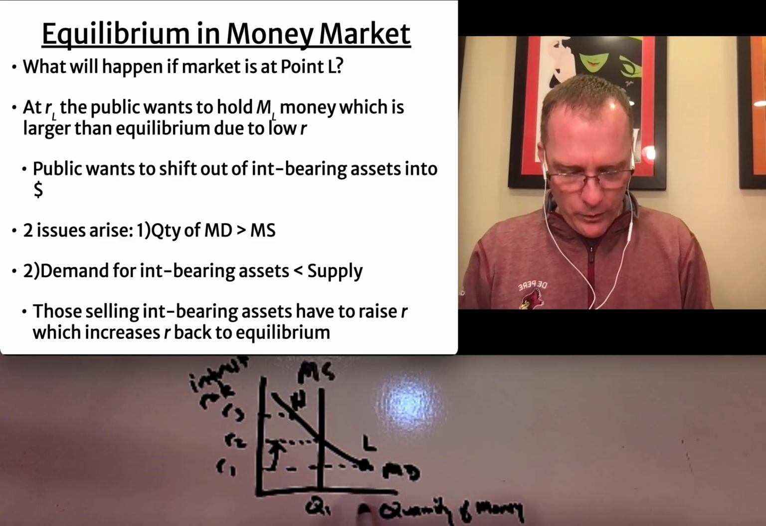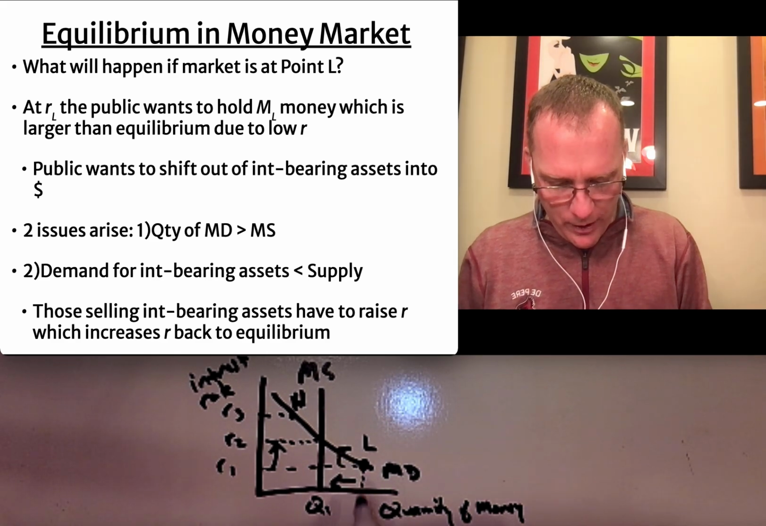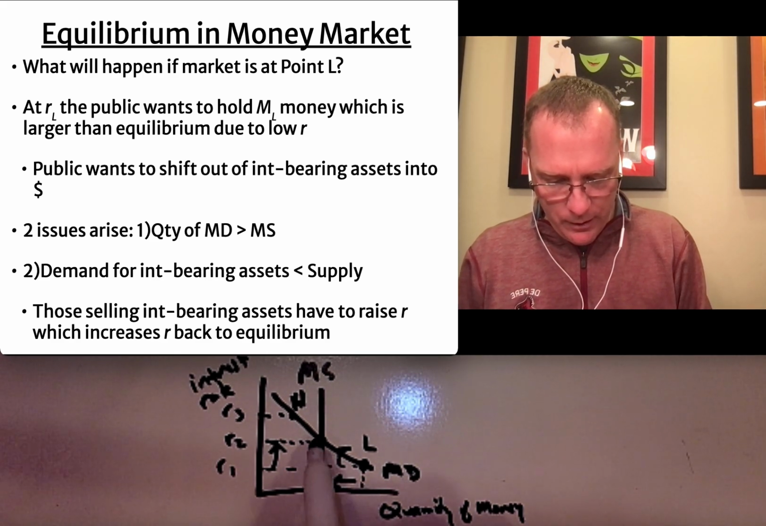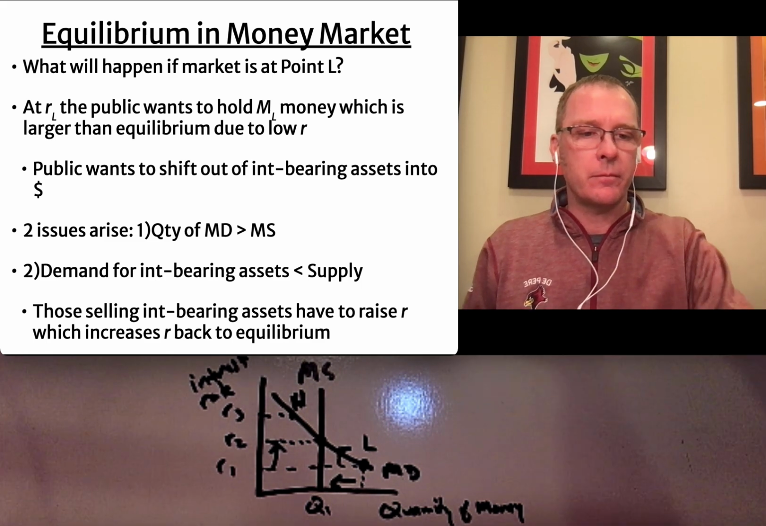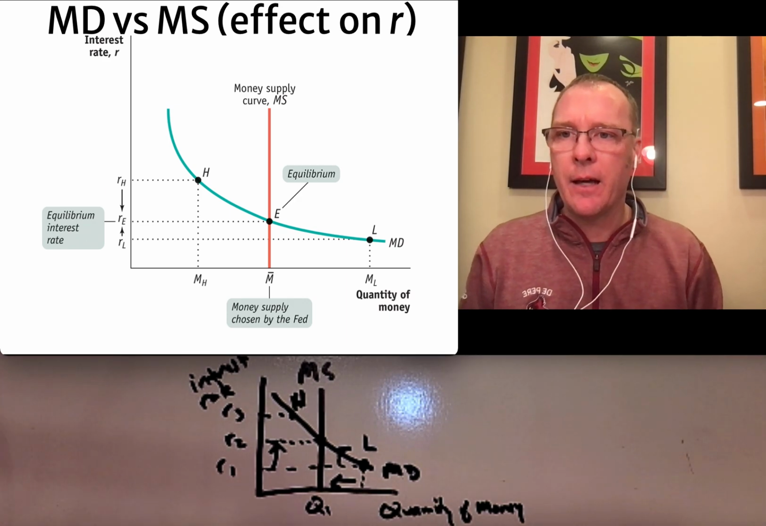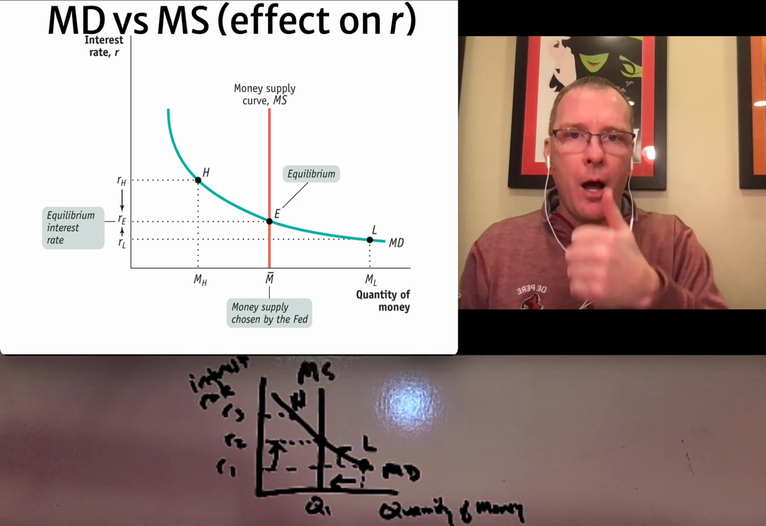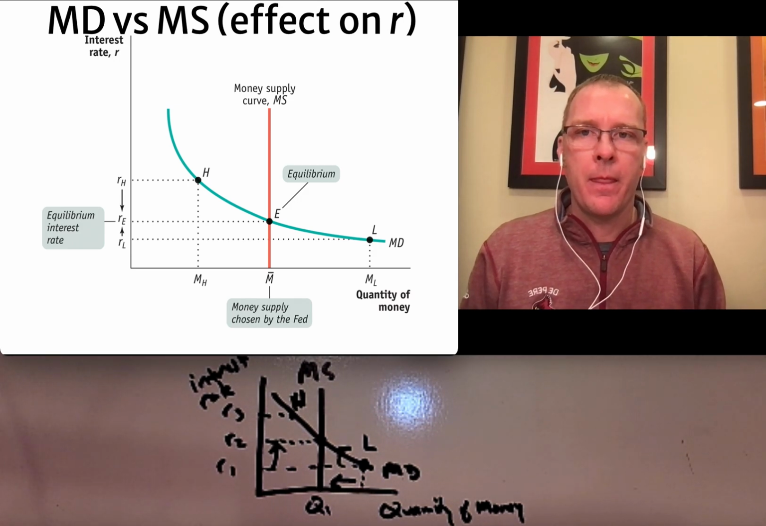These people will start demanding less quantity of money, right? They'll start putting it here into the bank. And then we'll see that because that interest rate went up, you'll see this come right back to equilibrium, right? So there it is. You go from L to E because now the interest rates are a little bit higher and people will want to take advantage of that.